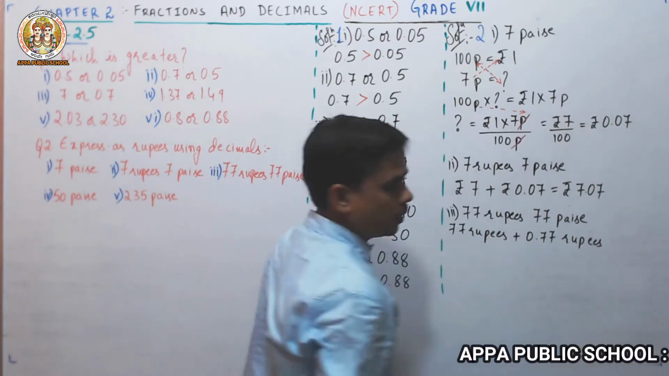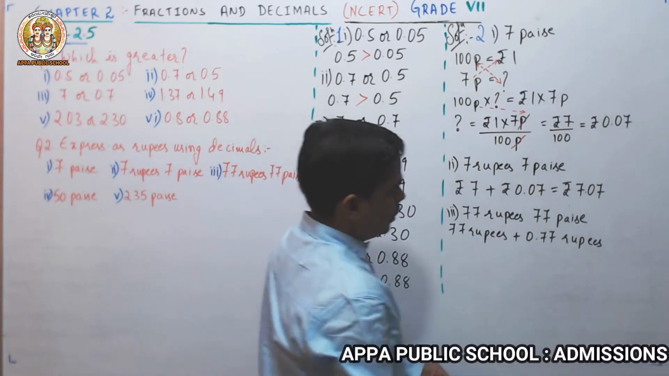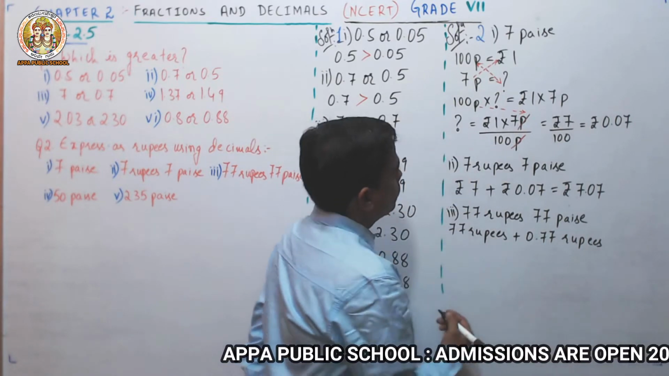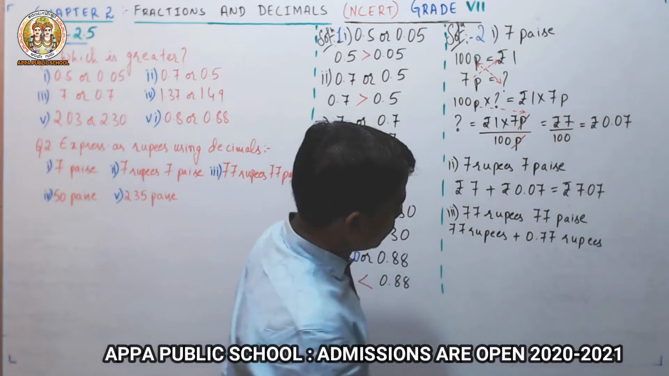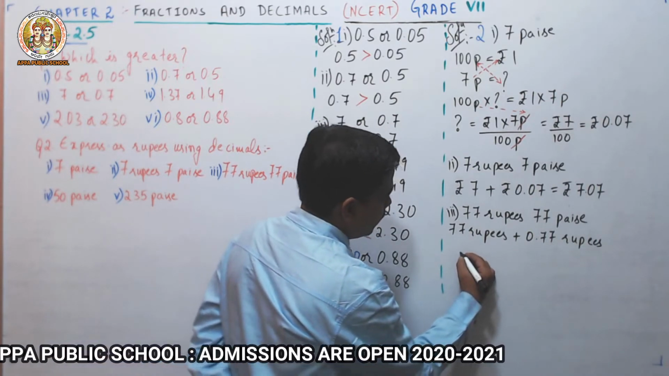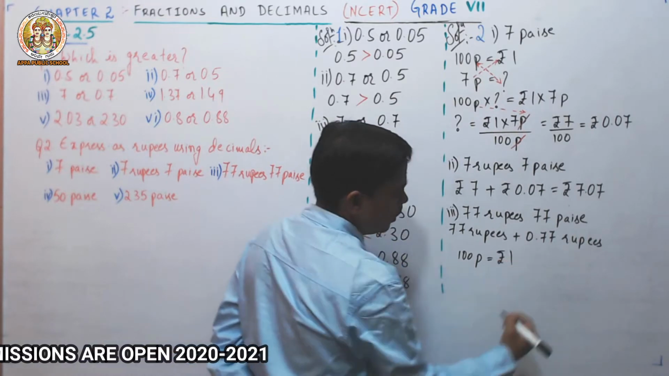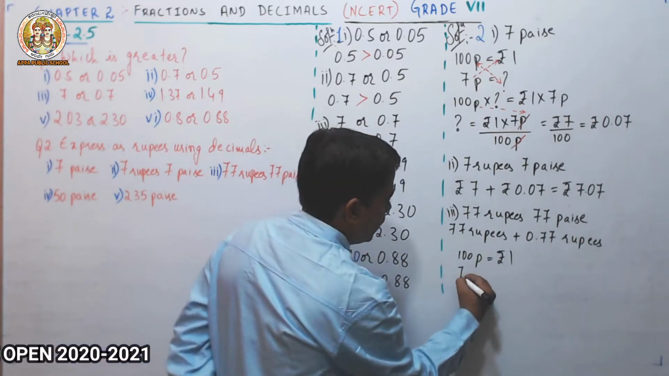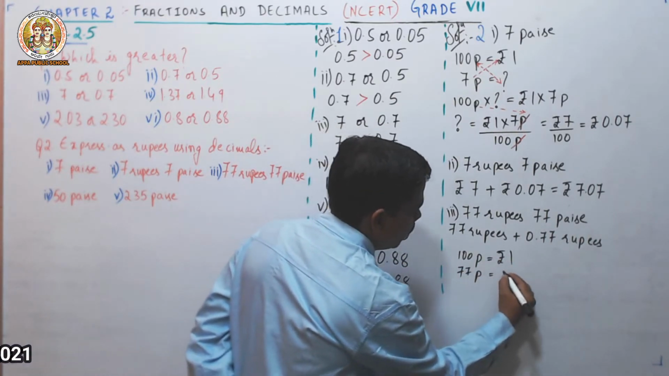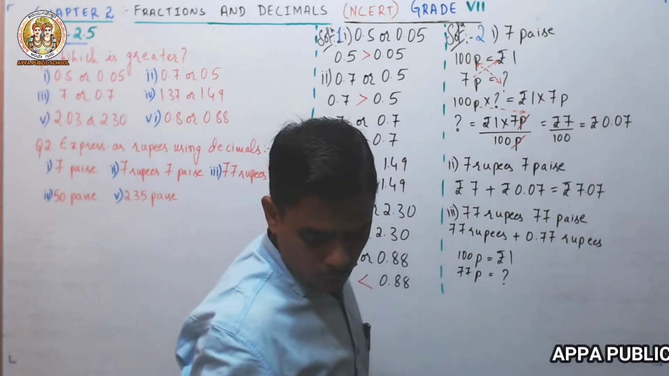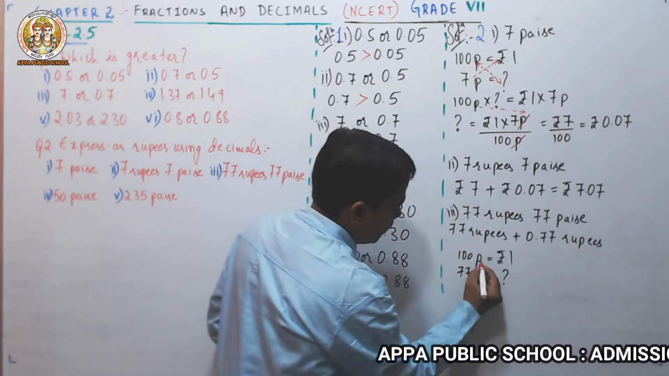How? See here, once again we know that, I will solve here only. 100 paise is equal to rupee 1. 77 paise is equal to how many rupee? So here what you do is, once again you cross multiply.